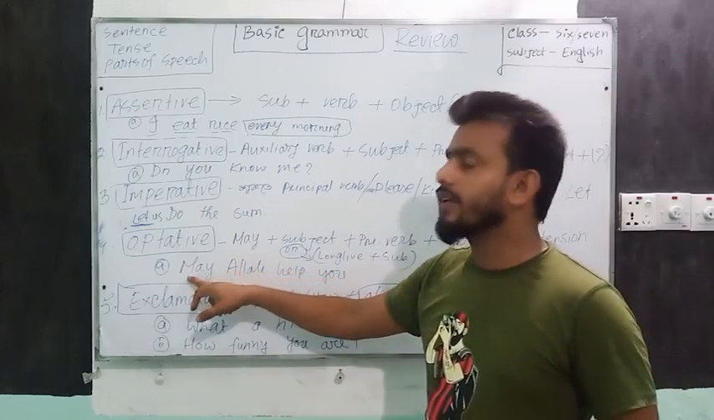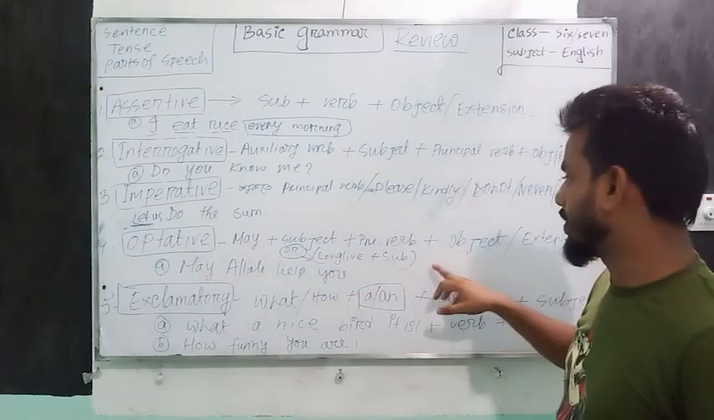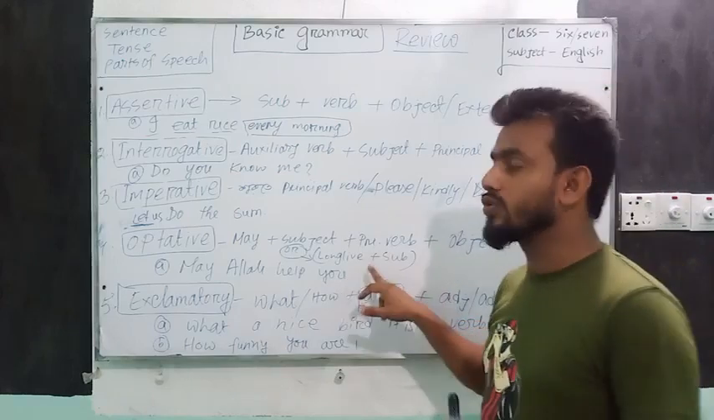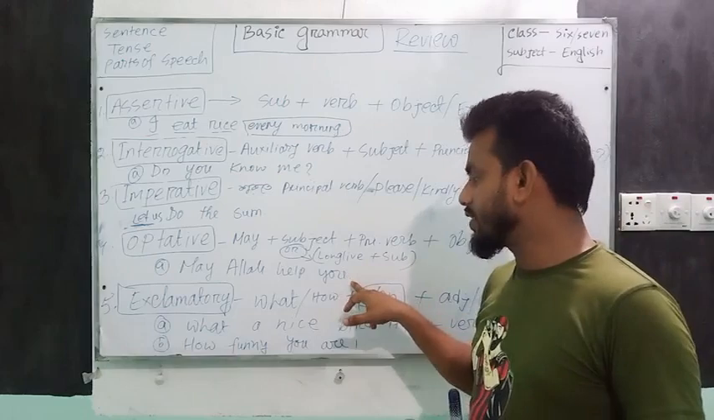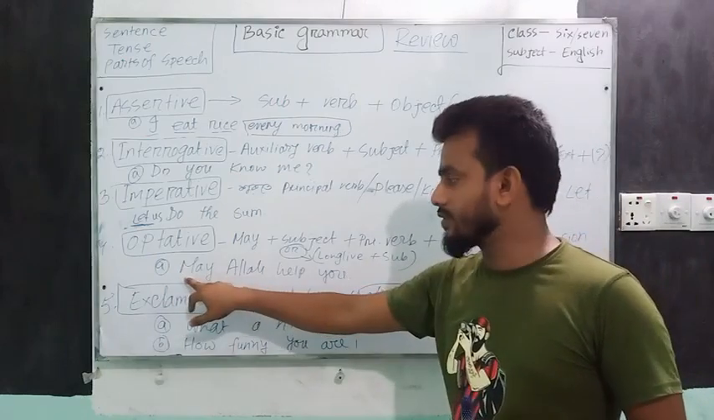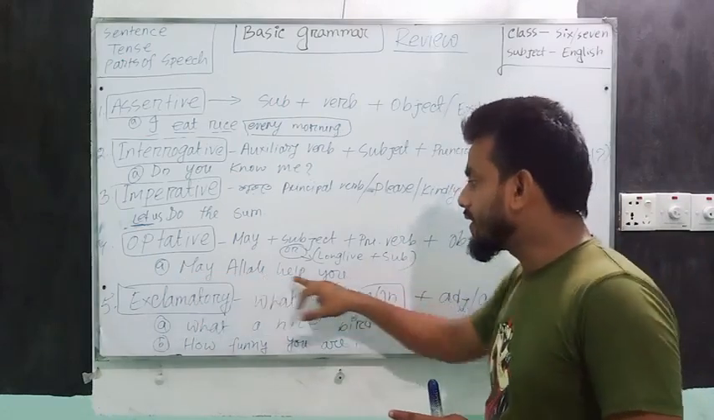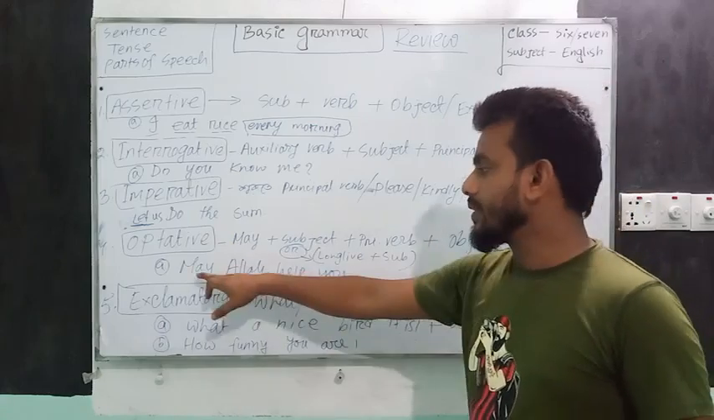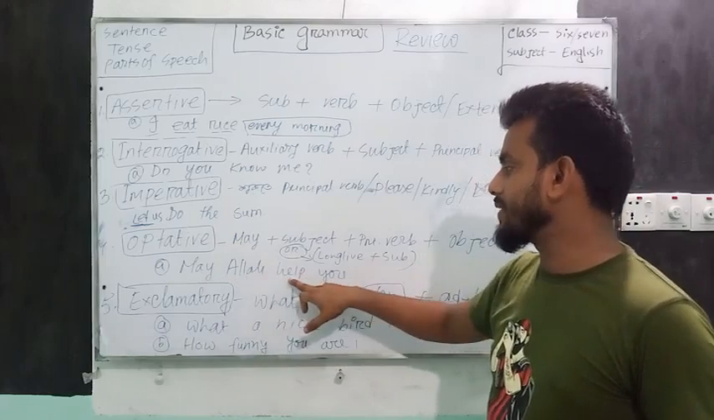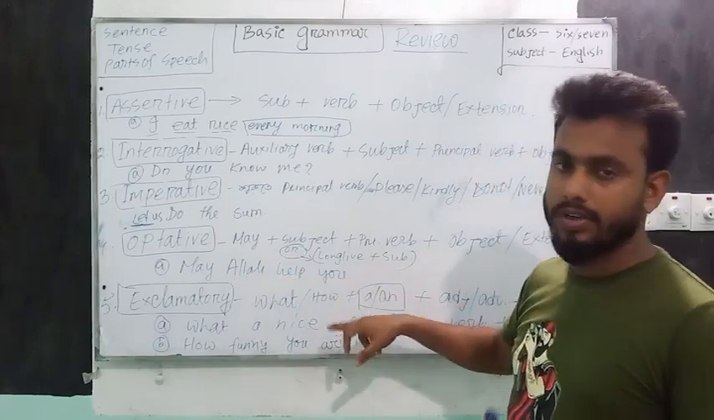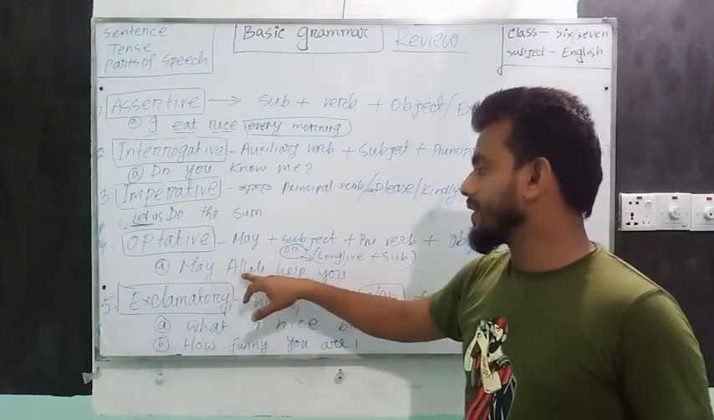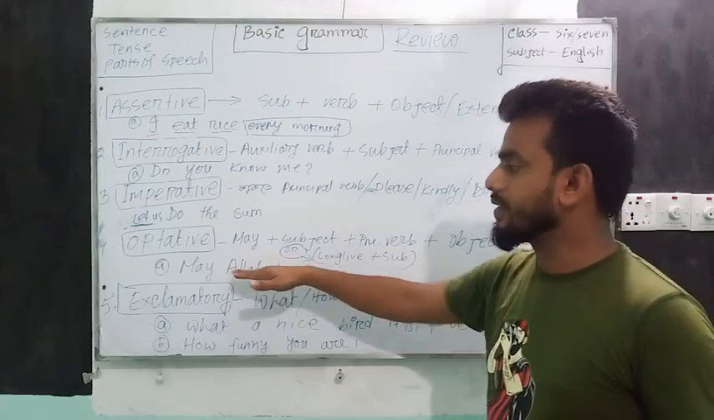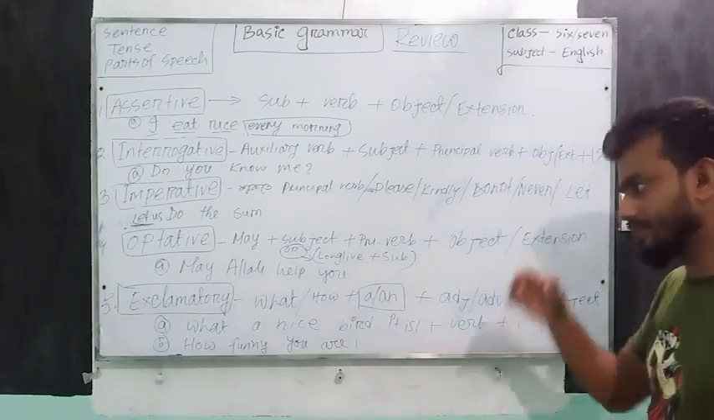Like here is the starting point of May, and there is no question mark here. Is there any question mark here? No, there is no question mark. This is a full stop, as usual, and at the first there is May. So that's why this sentence is an optative sentence, because May plus subject plus principal verb plus object or extension. That means this is an optative sentence.